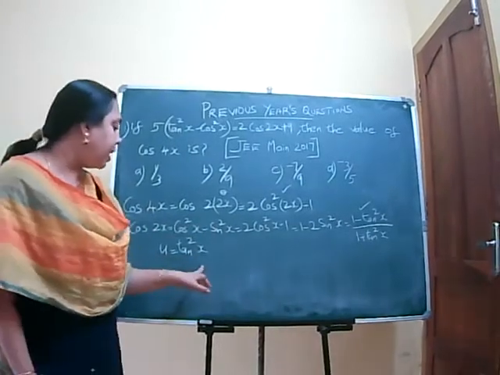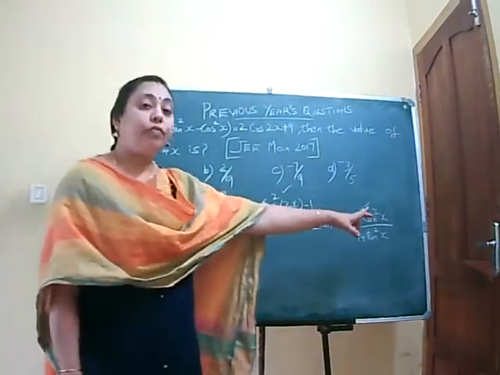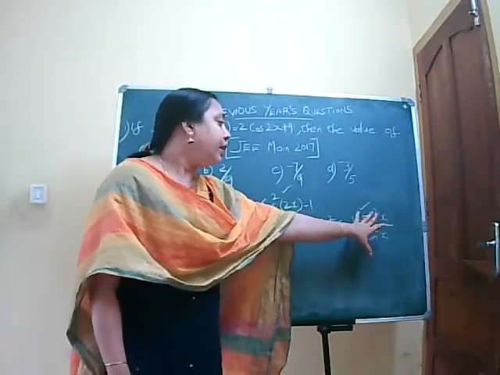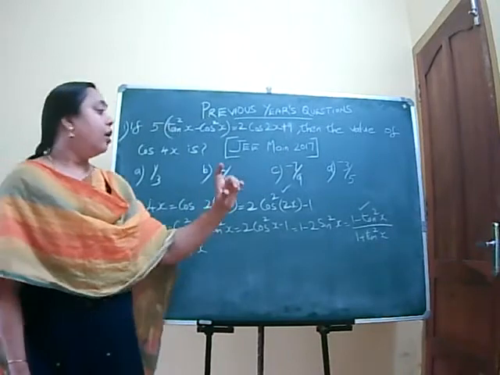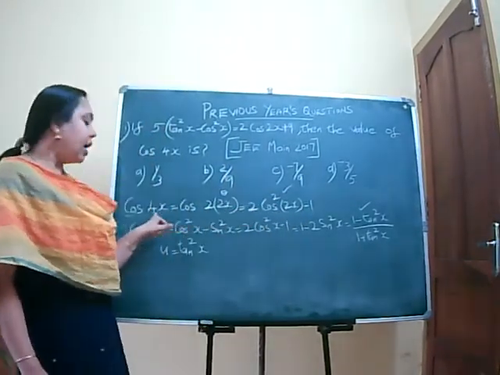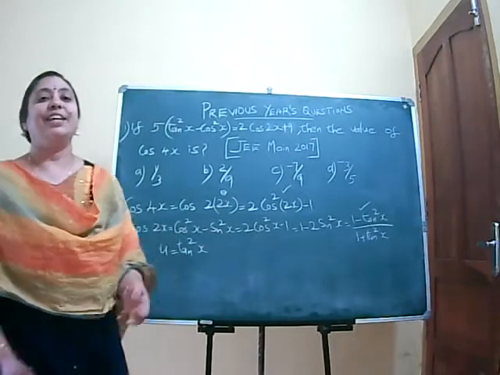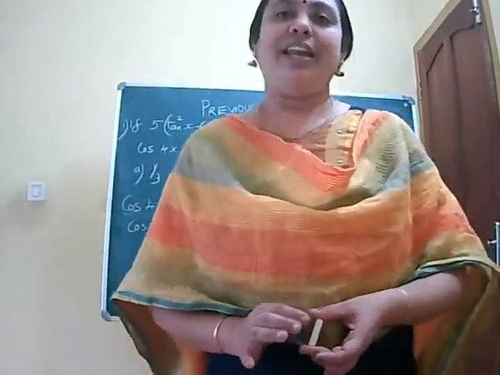Then we get the value of tan square x. Then apply the value of tan square x here. Then we get the value of cos 2x and then apply the value of cos 2x here. Then we get the value of cos 4x. That is the procedure. Okay, so let us start.